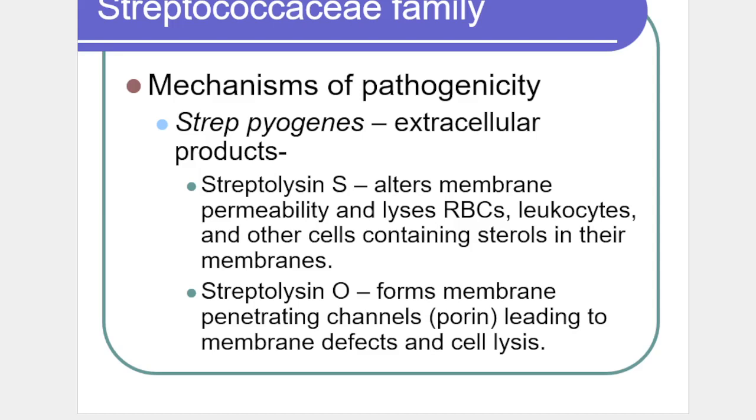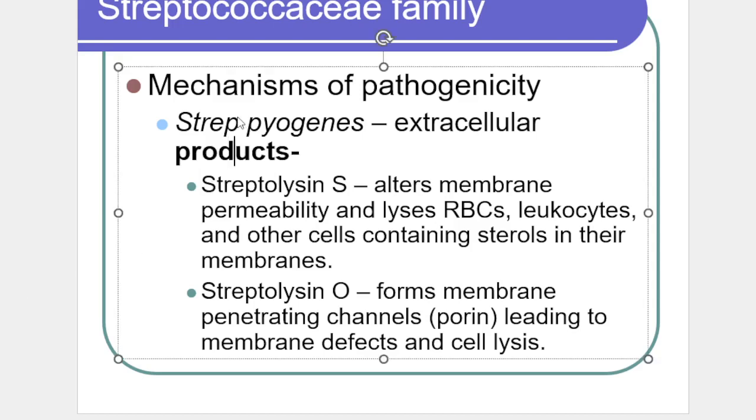Okay, mechanism of pathogenicity for Streptococcus pyogenes. I'm sorry, I was not able to complete the names here, but that should be Streptococcus pyogenes. So, extracellular products: streptolysin S and streptolysin O. I already mentioned this. But in the lecture part, streptolysin S alters membrane permeability and lyses red blood cells, leukocytes, and other cells containing sterols. Streptolysin O forms membrane-penetrating channels leading to membrane defects and cell lysis. Okay?